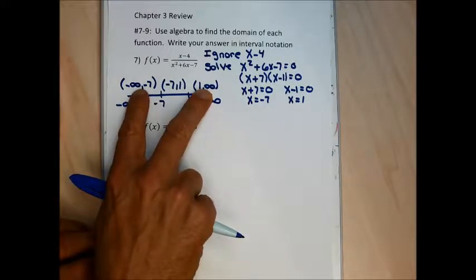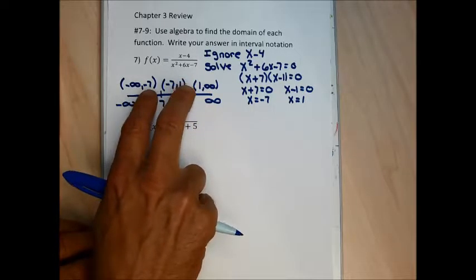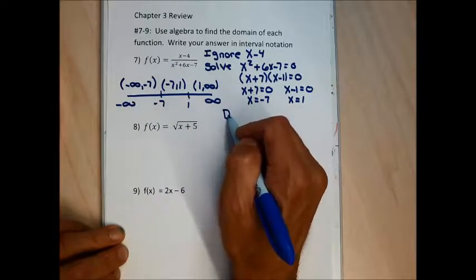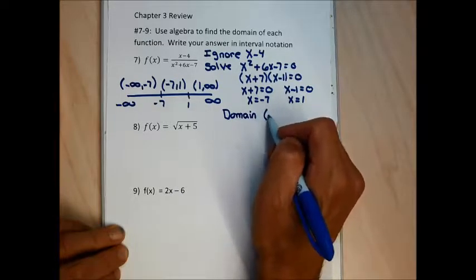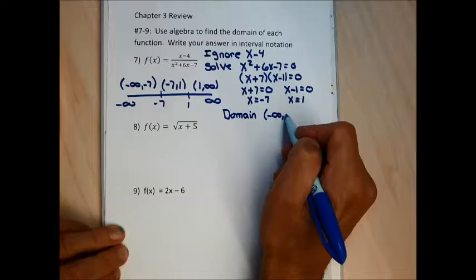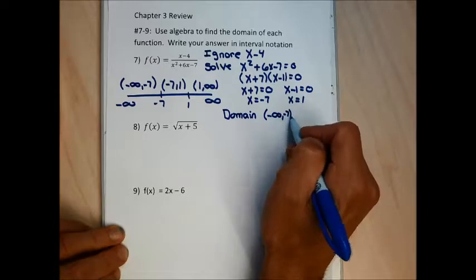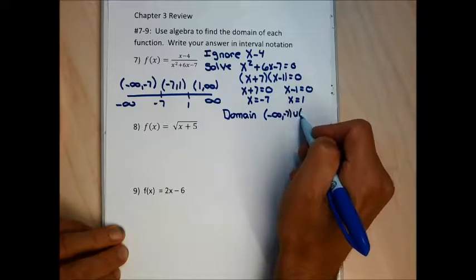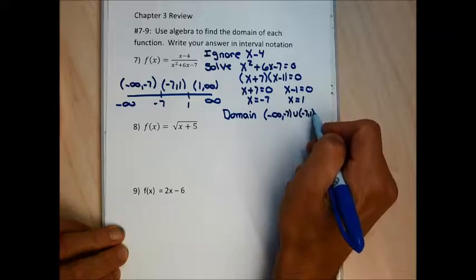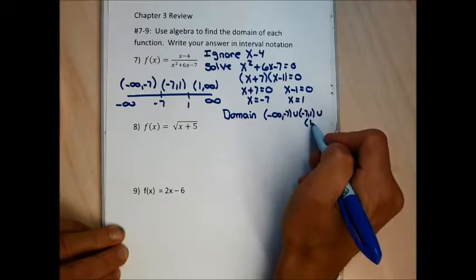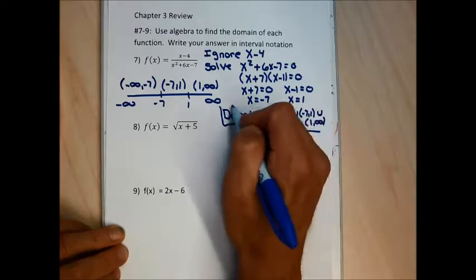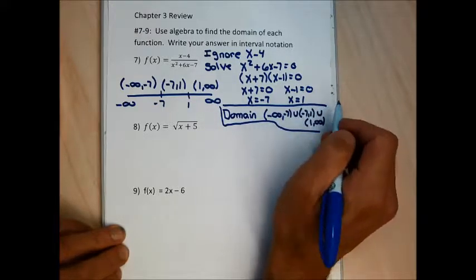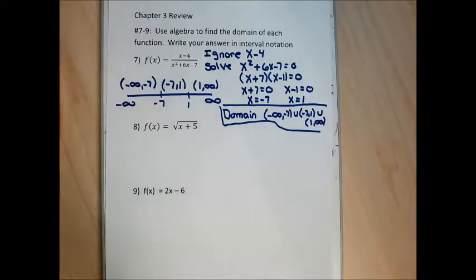It's these 3 intervals, and I'm going to separate these 3 intervals with union symbols when I go to write my answer. So for fractions, you usually get round parentheses for every part of your domain. So I'm going to say my domain is the interval from negative infinity to negative 7, union the interval from negative 7 to 1, union the interval from 1 to infinity. That would be the answer to number 7. Each one of these 3 pieces has completely different algebra. There's no denominator to set equal to 0 in number 8 or number 9.